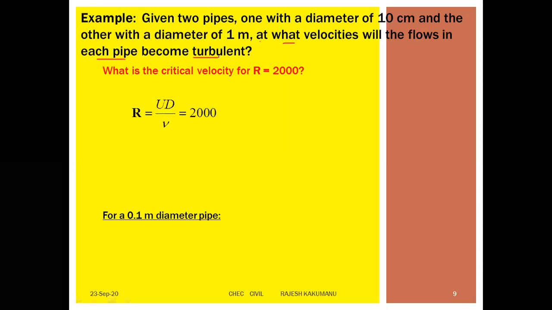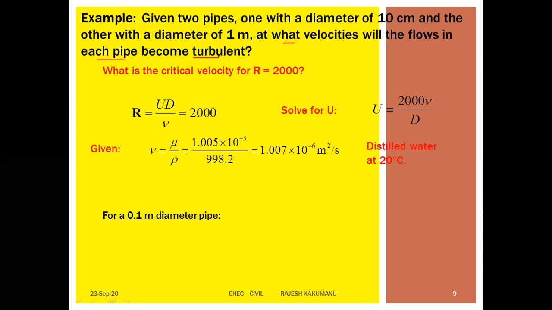Now the solution: you know that R = ud/v = 2000. Now what is the thing you have to solve? You have to solve u = 2000v/d. Now what is the diameter d? We take it separately.